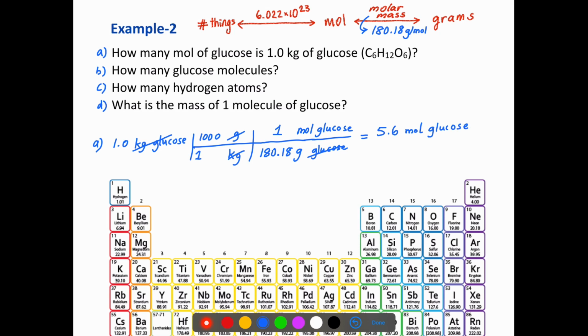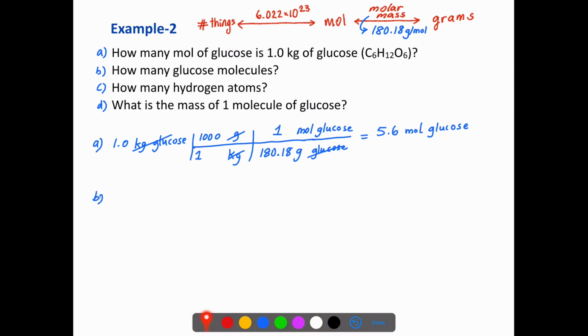Okay, next problem. Problem B, we are asked for how many. How many means we are looking for a number of things. How many glucose molecules is that? So now that we have moles, we can go to number of things with Avogadro's number. And you can guess, 1 mole means Avogadro number of things. 2 moles means 2 times Avogadro number. So 5.6 moles means 5.6 times Avogadro number of glucose molecules.